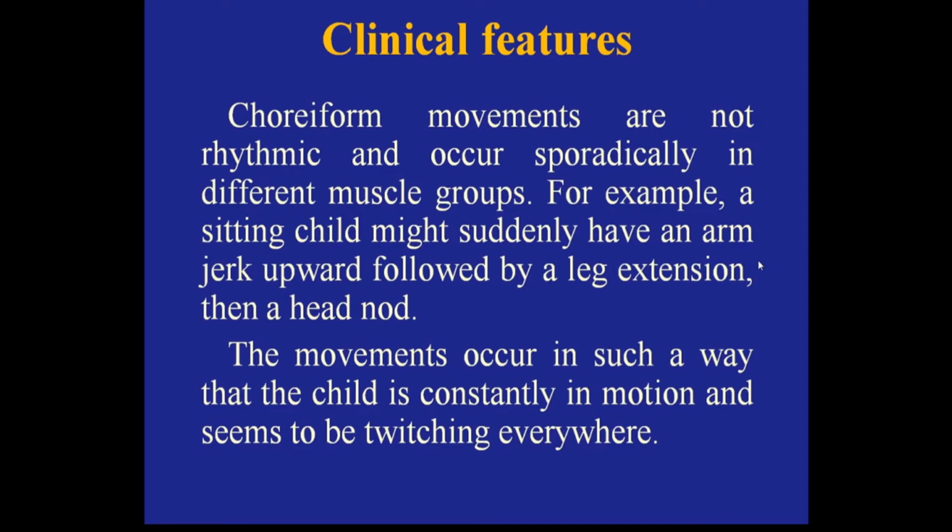Clinical features: choreiform movements are not rhythmic and occur sporadically in different muscle groups. For example, a sitting child might suddenly have an arm jerk upward followed by a leg extension, and then a head nod. The movements occur in such a way that the child is constantly in motion and seems to be twitching everywhere.